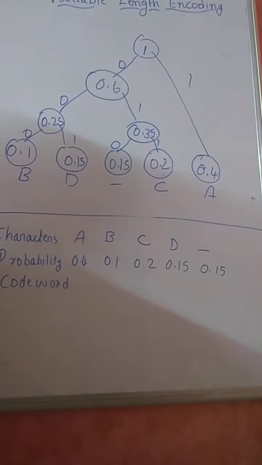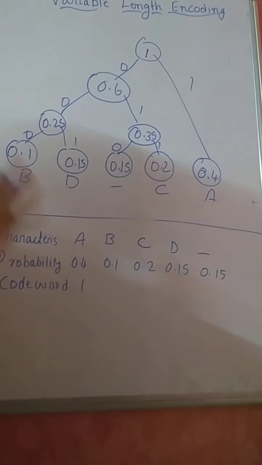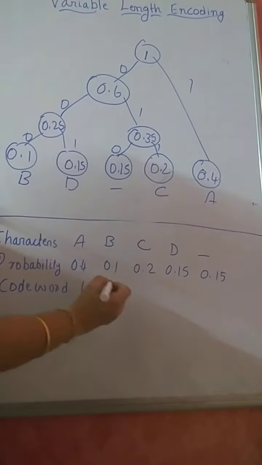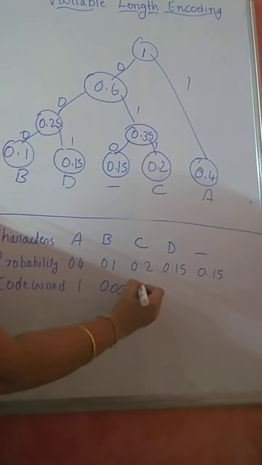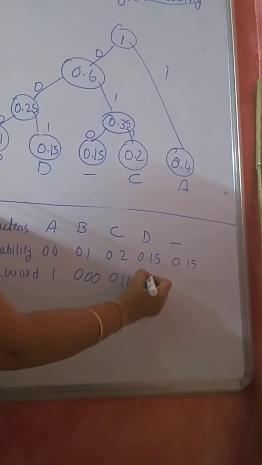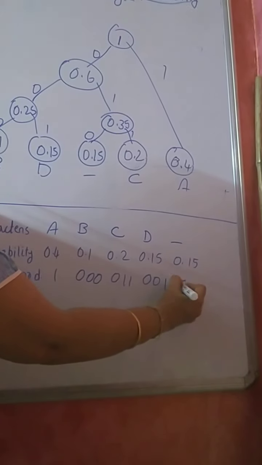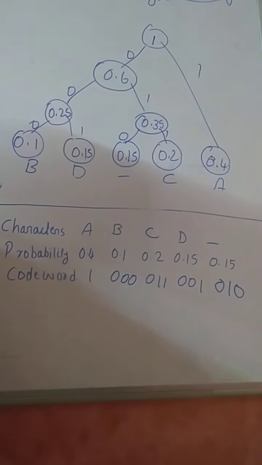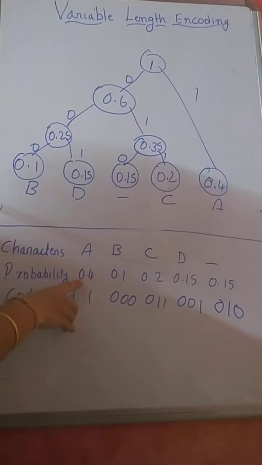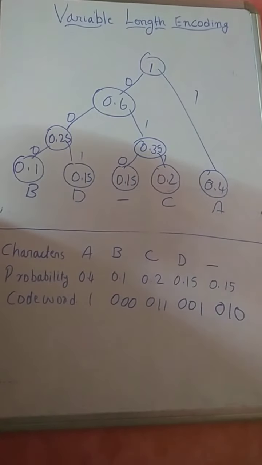So what is the code word you have generated? A is occurring 40% of the time, so the length of its code word is very small. Next, B. C is 011, then D, 001, underscore 010. Okay, these are the code words we have generated. Almost all of them have 3-bit length, but for A, which occurs the most, the length of the code word is 1.